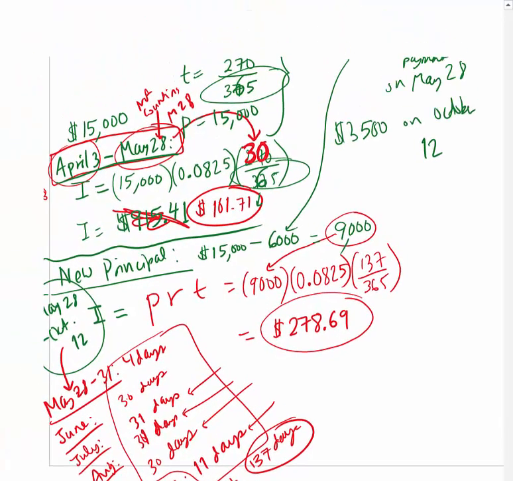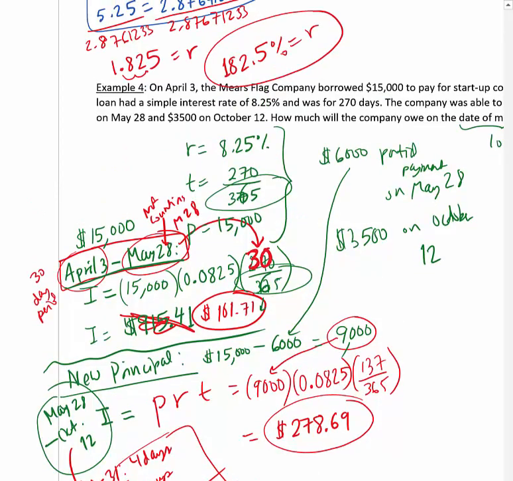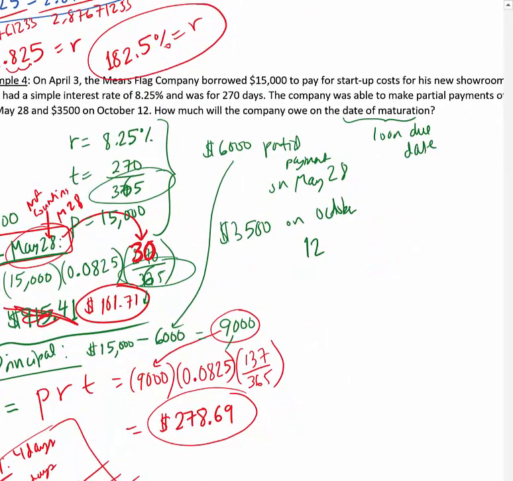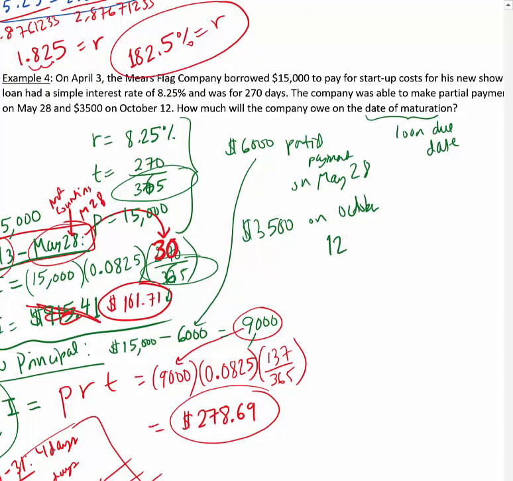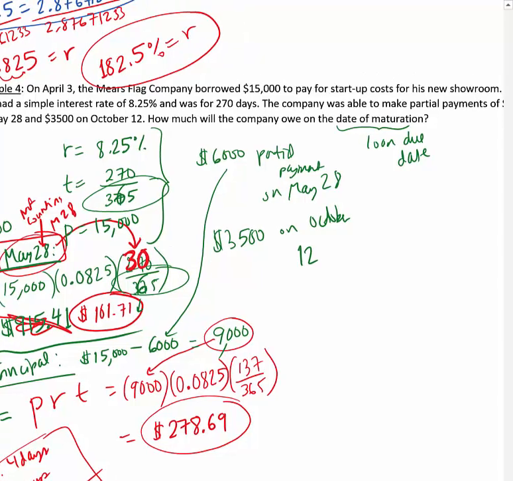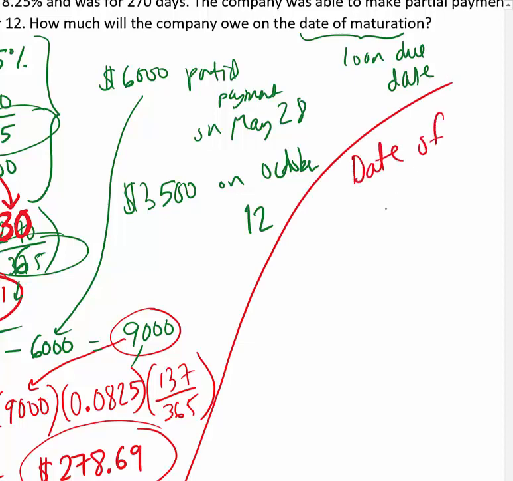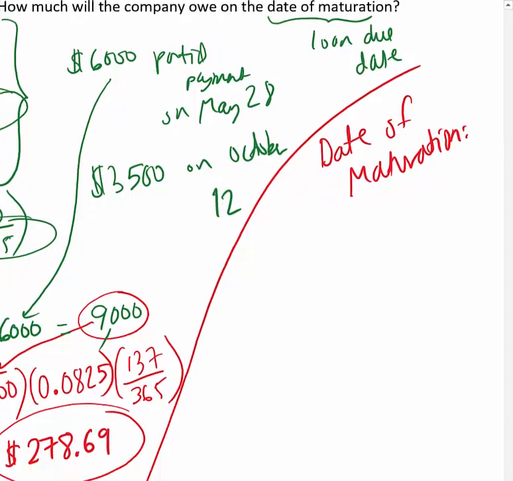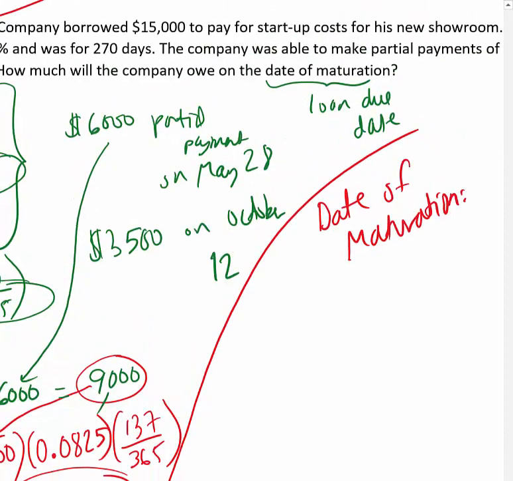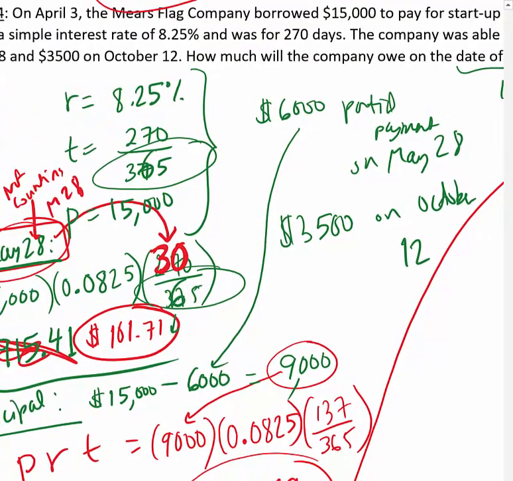Okay. Let's see, I forget now. Was there another rate or no? How much will the company owe on the date of maturation? I think now, this is a complicated problem, huh? Now we have to figure out what the date of maturation was. Let's see, when did he borrow the money initially? April 3rd, okay.